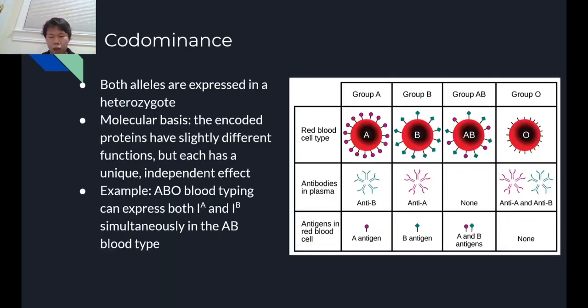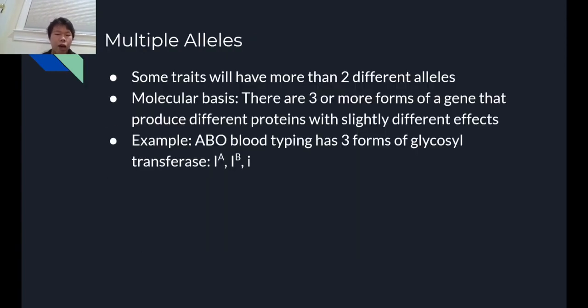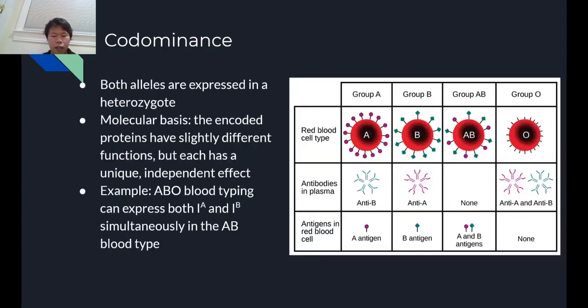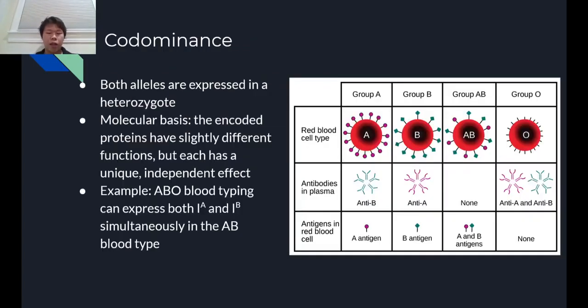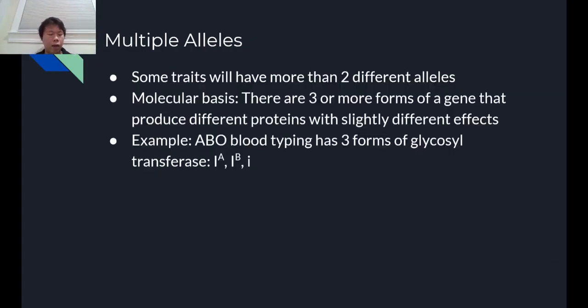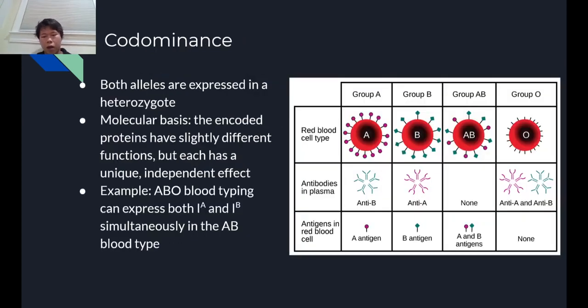So if you're blood type O, then that's 2 lowercase i's, you have no antigens. If you have IA and lowercase i, or 2 IAs, that'll give you type A blood. If you have IB and lowercase i, because IA and IB are dominant to lowercase i, or you have 2 IBs, then that will give you type B blood. And finally, if you have both IA and IB, then you're going to have type AB blood. So that's how we get our different blood types.